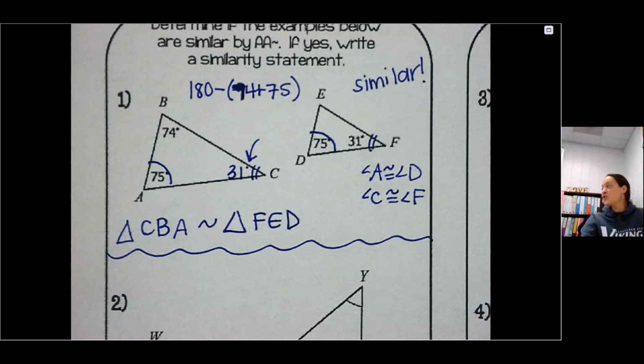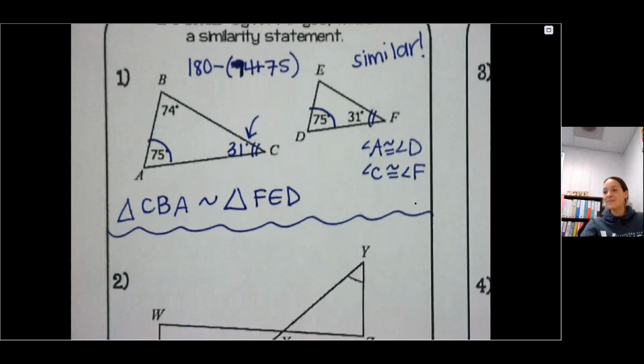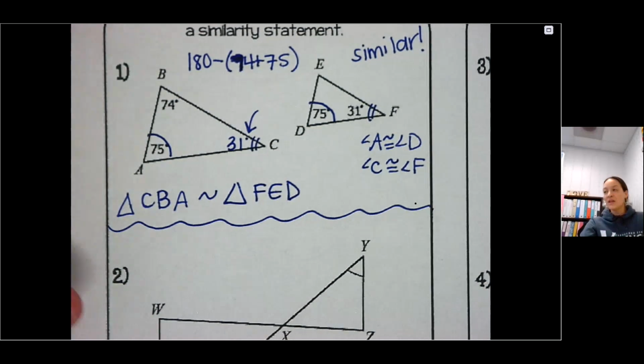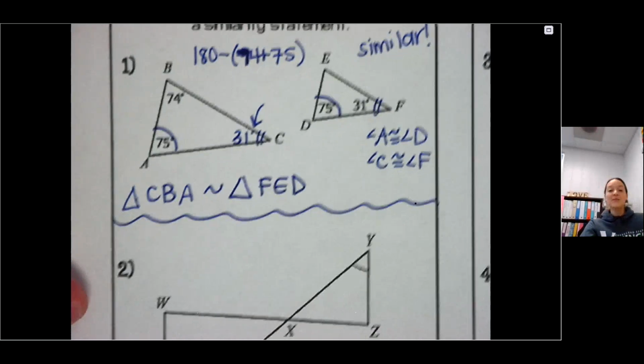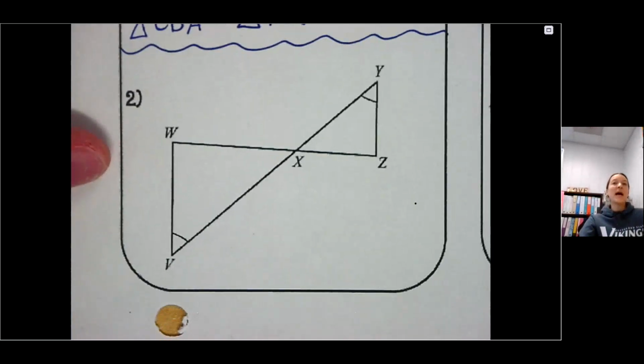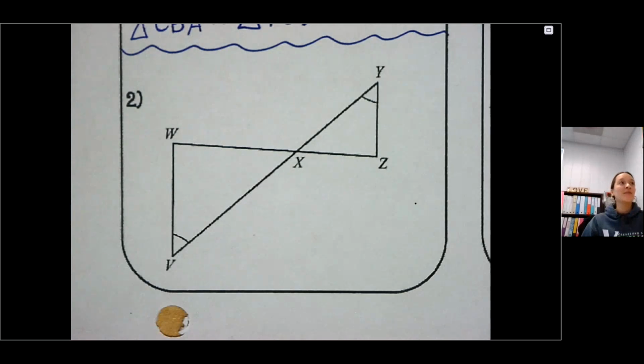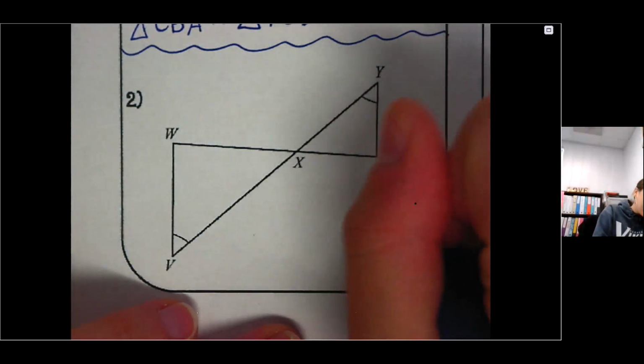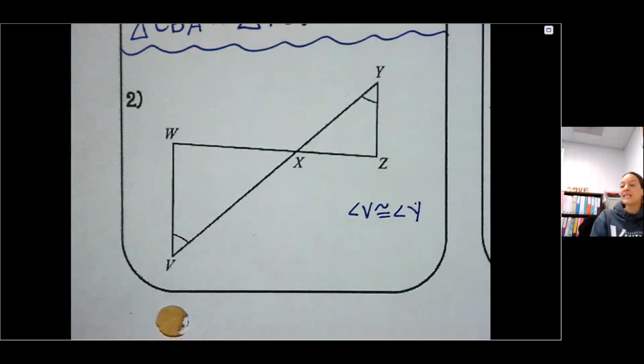Okay, can I scoot it up? Are we good? Okay, number 2. Do you have 2 pair of angles marked as congruent? Do you at least have 1 pair of angles marked as congruent? Yeah, V and Y, okay. You need a second one though in order to use this theorem. W and Z. How do you know the W and Z would be the same though? They look like 90-degree angles.